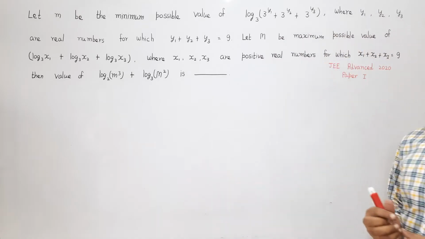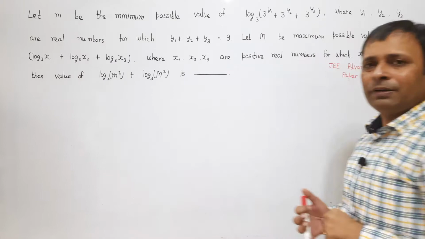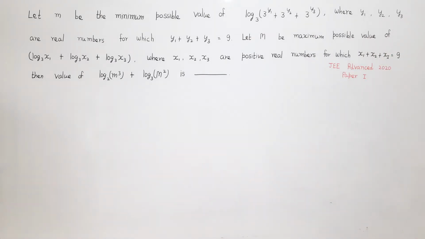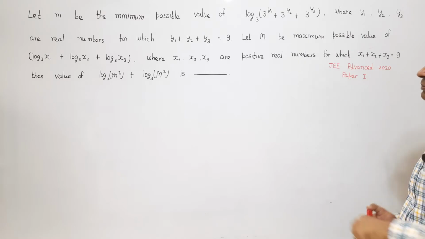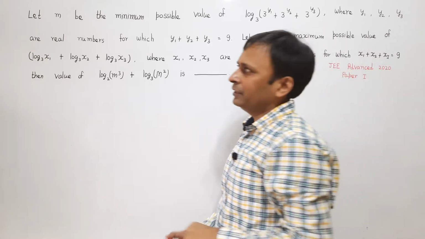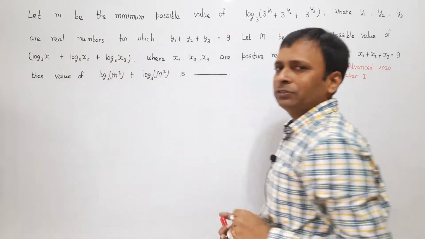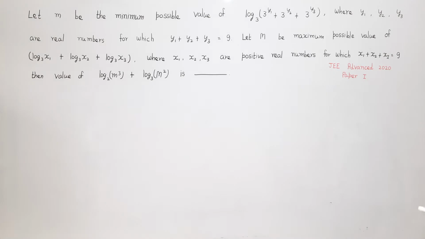Here in the question, what it says is, let small m be the minimum possible value of log of 3 to the power y1 plus 3 to the power y2 plus 3 to the power y3 with the base 3, where y1, y2, y3 are real numbers for which y1 plus y2 plus y3 is equal to 9.